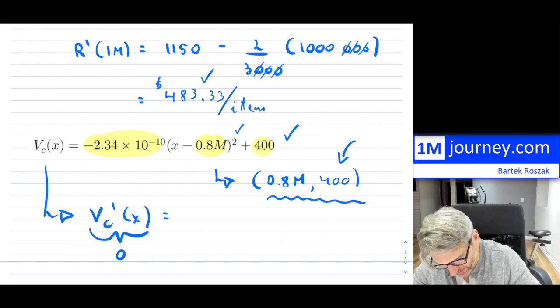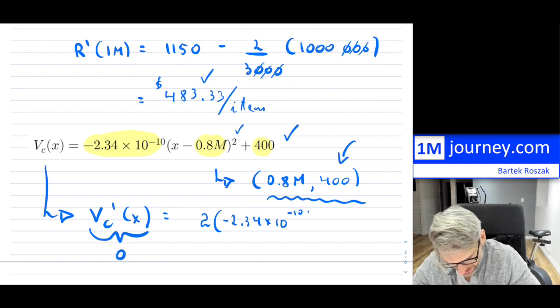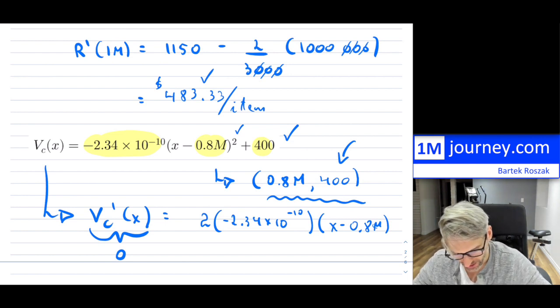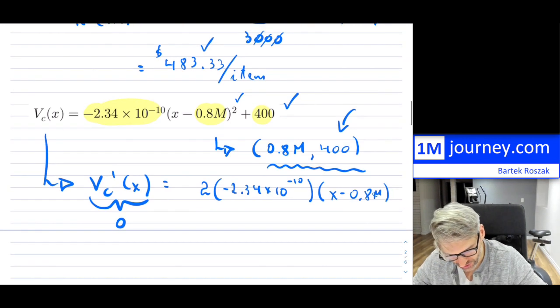But if this was not in vertex form, then I could simply take the derivative. So I'm going to bring that 2 down. So 2 times negative 2.34 times 10 to the minus 10, and this is now x minus 0.8 million. Now, notice we do need the chain rule here, but inside of the bracket it's just x, so the derivative of x is just 1. That's no problem. The derivative of the 400 is 0. So really, this is what we have as our derivative.